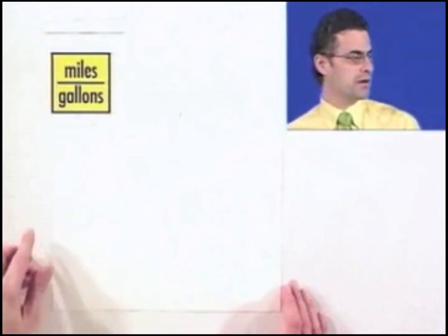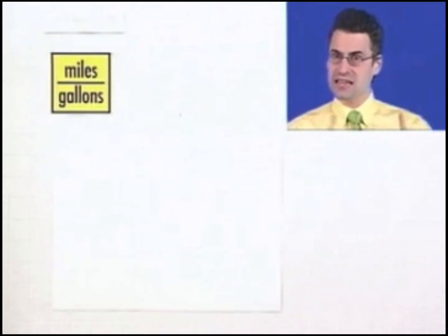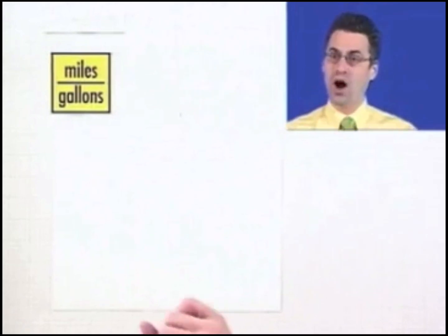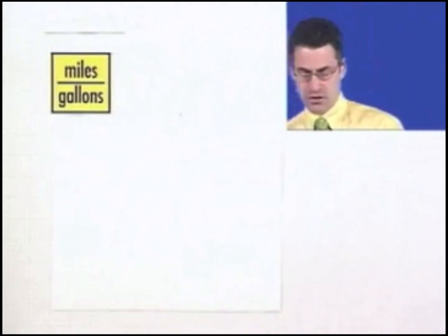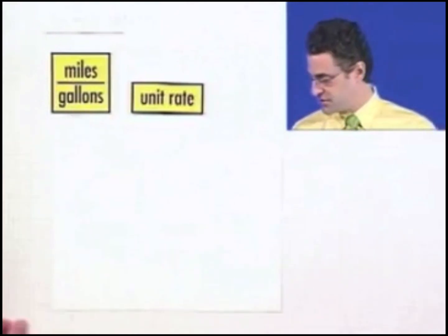And what we want to do is find out how many miles he traveled per gallon. That actually means, there is an invisible 1 there, per 1 gallon. So we're actually looking for what's called a unit rate, where we have a 1 in the denominator. So how would we go about this?